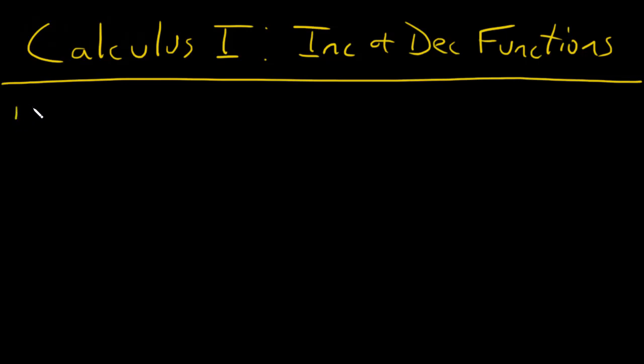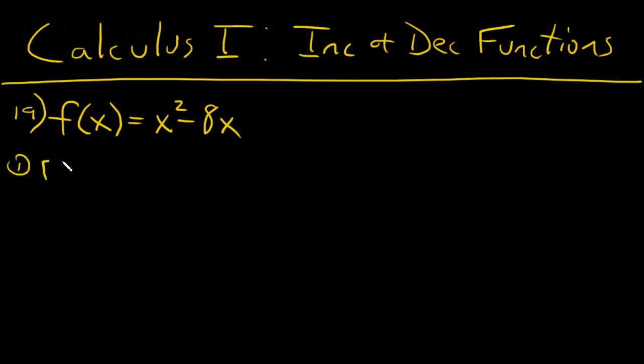First one was number 19, and that one was f of x equals x squared minus 8x. Okay, so first thing we want to do is find the critical numbers. So how do we do that?